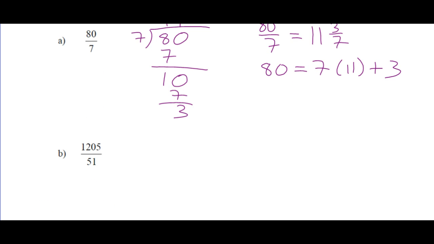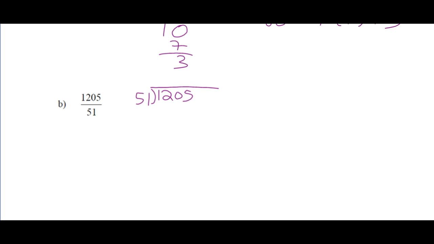Okay, let's try 1205 divided by 51. So we know 51 doesn't go into 1 and it doesn't go into 12. So 51 goes into 120 how many times? 2 times. 2 times 51 is 102. 120 minus 102 is 18. And then we bring down the 5. 51 goes into 185 3 times.